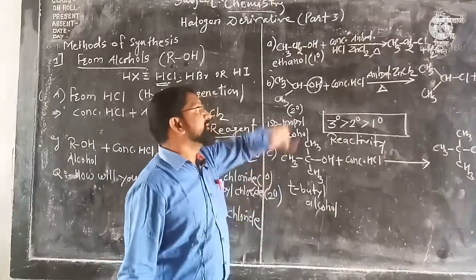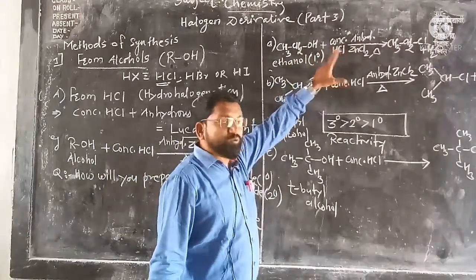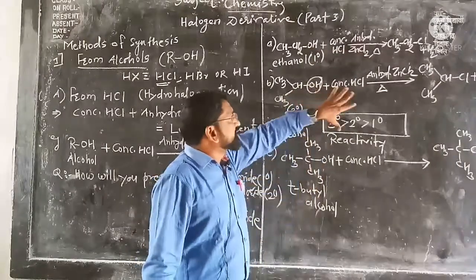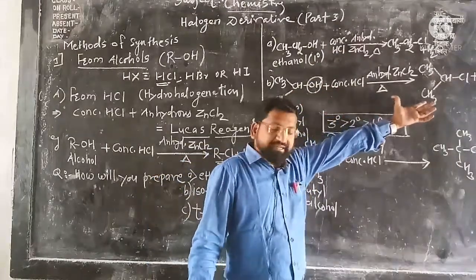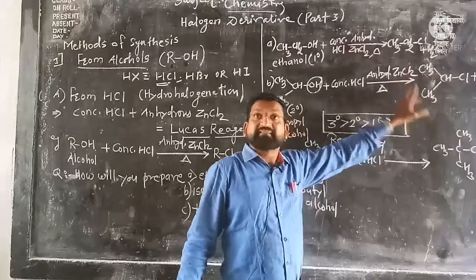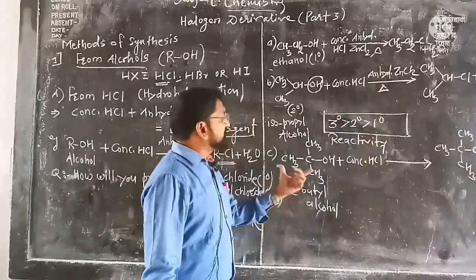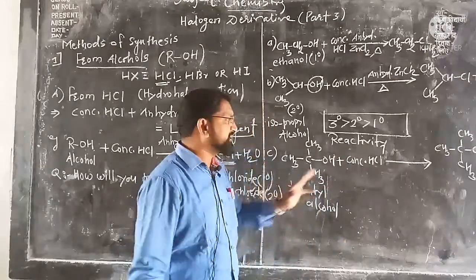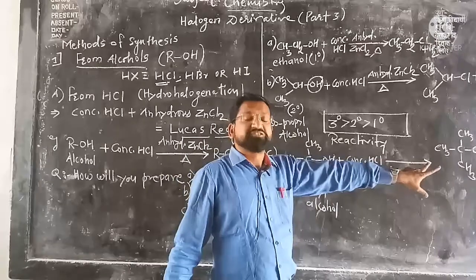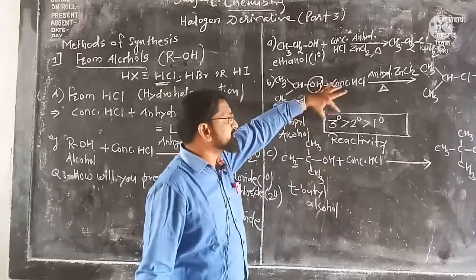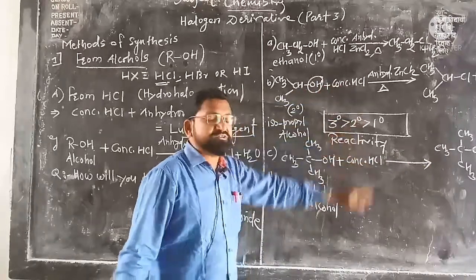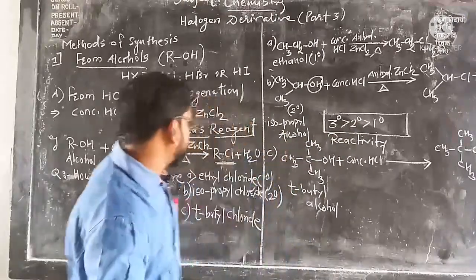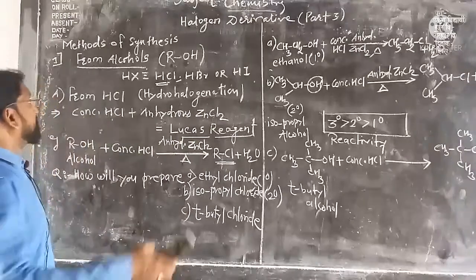Therefore, everybody see here, the formation of primary alkyl chloride will require some extra time. The time required for the formation of secondary alkyl halide is less than that of primary, and the formation of tertiary alkyl halide takes place very instantly. It doesn't even need anhydrous zinc chloride, and that's why the reactivity is found to be like this. This type of question can also be asked in the examination about the reactivity. So this is about the formation of alkyl chloride.